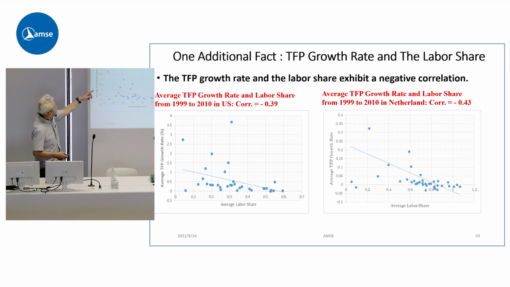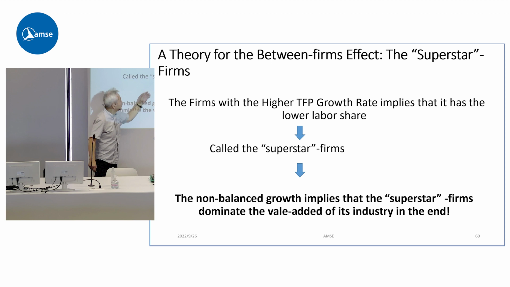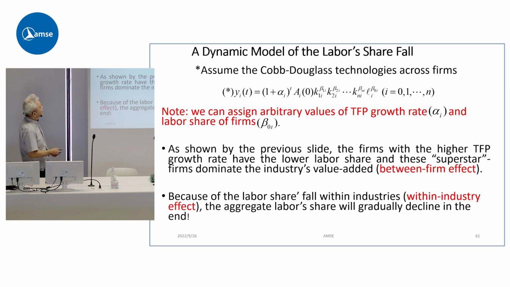And as I told you, the TFP growth rate and the labor share are negatively correlated in terms of the industries. So to summarize, the firms with a higher TFP growth rate have a lower labor share, the so-called superstar firm, let's say. The non-balanced growth implies that the superstar firm dominates the value added of its industry in the end. So maybe a simple one to introduce is the Cobb-Douglas case. In this case, we can assign alpha I and beta as kind of arbitrary numbers, then we can explain two things, the between-firms effect and the within-industry effect.